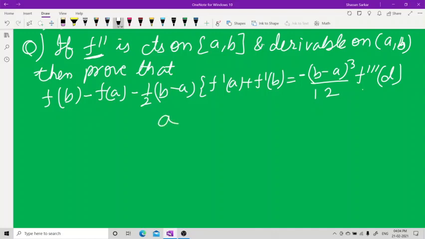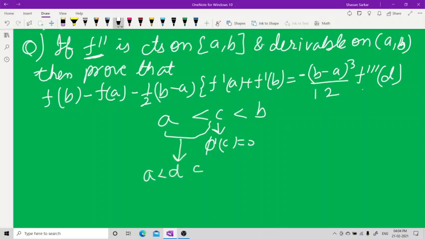You have A, B. Now you take a C in between, right? We will design a function phi x such that phi dash C will be 0. Now between A and C, again there is a D. We will call this phi dash x as H x, some H x. Here H dash D will be 0.